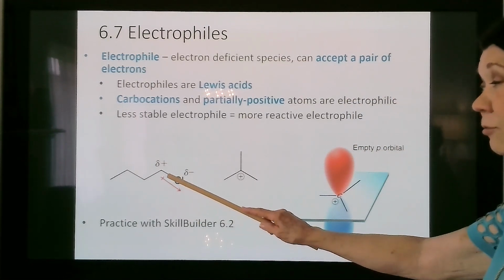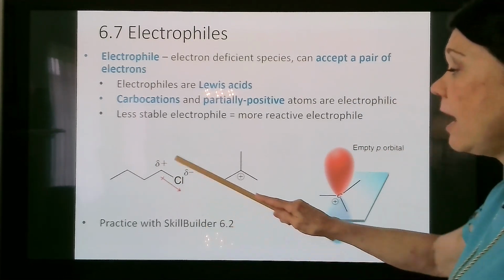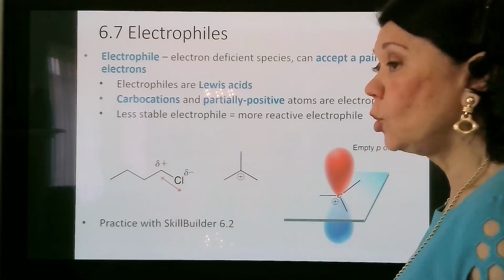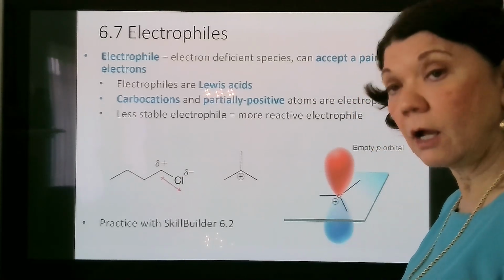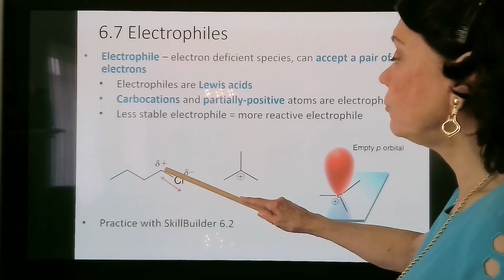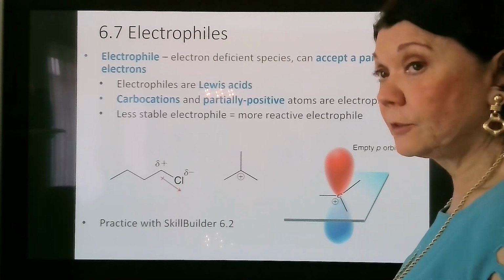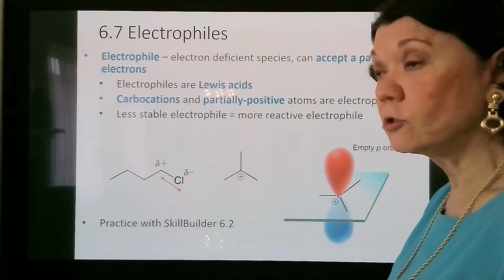So you'll need to be able to recognize this. Anytime you have a carbon attached to a heteroatom, that means an atom other than carbon or hydrogen, it's going to be polarized, either partial positive or partial negative.